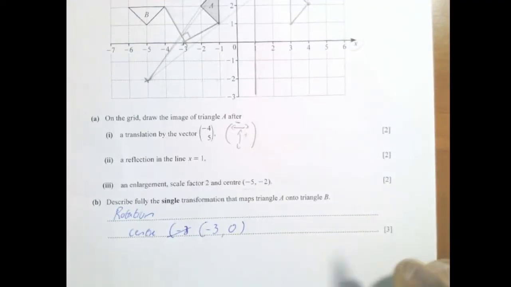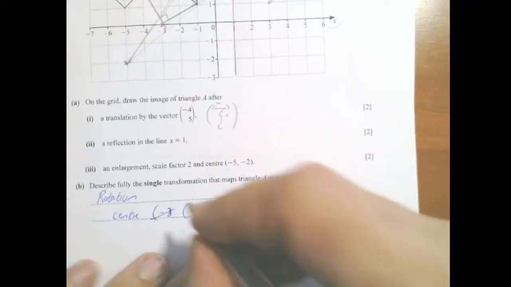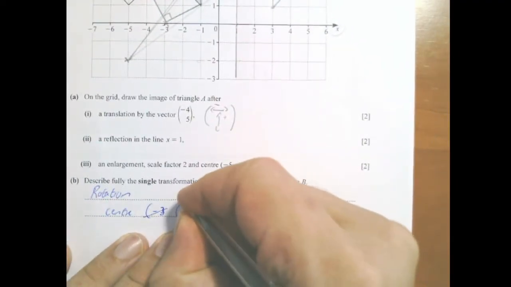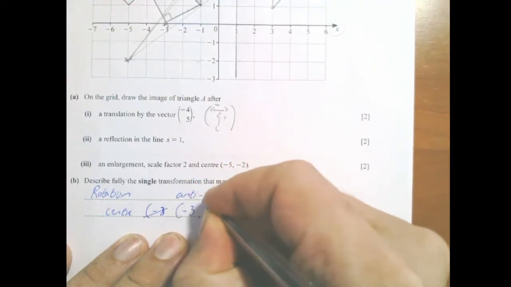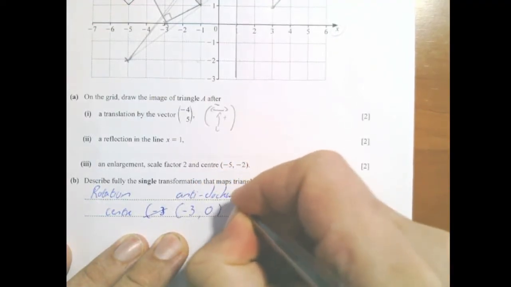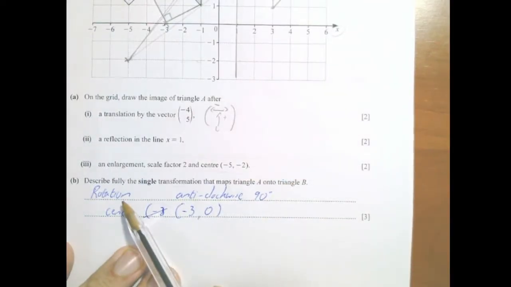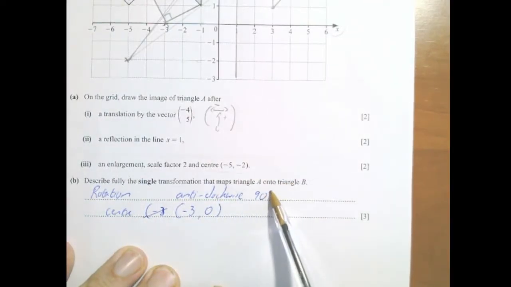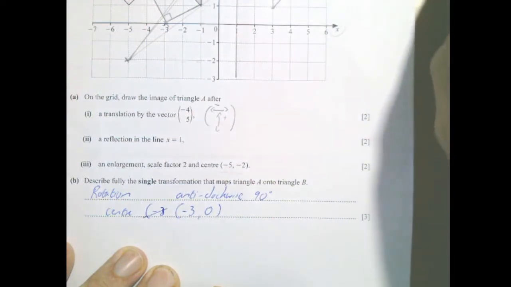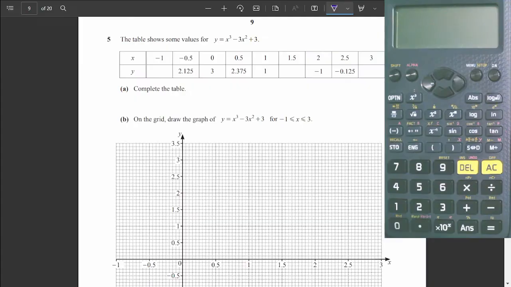So it's a rotation anti-clockwise 90 degrees. 1 mark for rotation, 1 mark for anti-clockwise 90 degrees, 1 mark for the center, and you've got it. Question 5. Let's start off by completing this table.